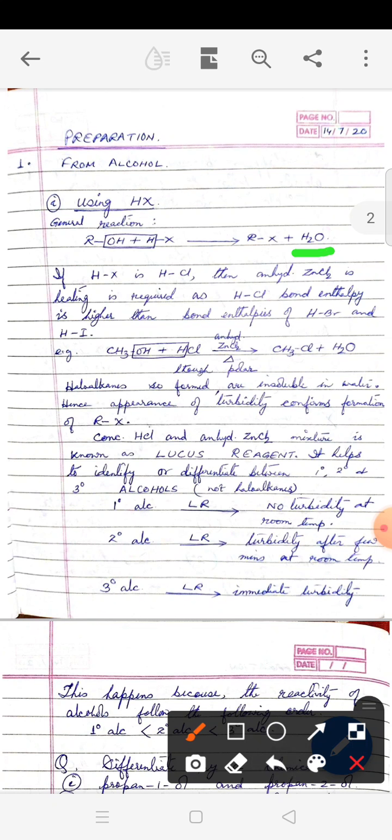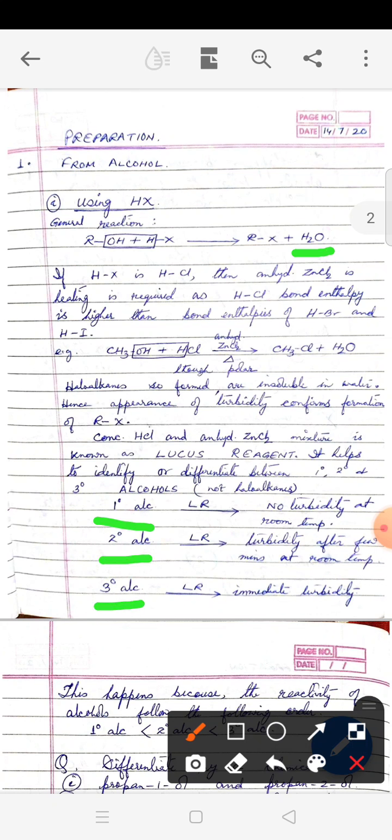Concentrated HCl and anhydrous zinc chloride mixture is known as Lucas reagent. Very important. And what is the purpose of this Lucas reagent? It helps you to identify different types of alcohol. Remember, not haloalkanes, different types of alcohol. Now, what do we mean by different types of alcohol? Primary alcohol, secondary alcohol, tertiary alcohol.